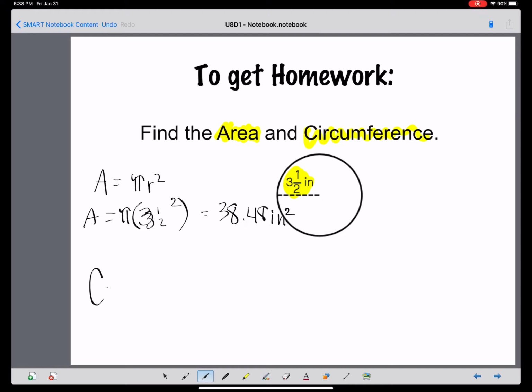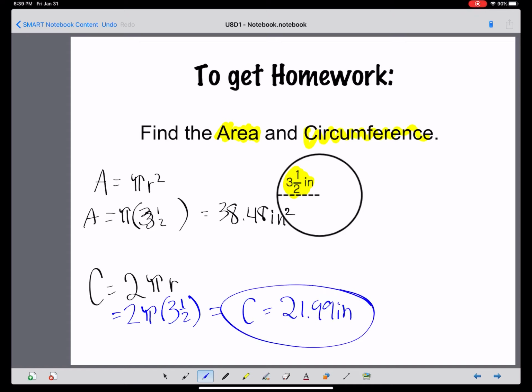Now to find the circumference, I'm just going to do 2 pi times my radius, because that's the equation that we have to find the circumference. So I'm just going to do 2 times pi times 3.5, because that's my radius. 2 times pi times 3.5 gives me 21.99. So the circumference is equal to 21.99 inches. You don't square the circumference, you only square area, okay?